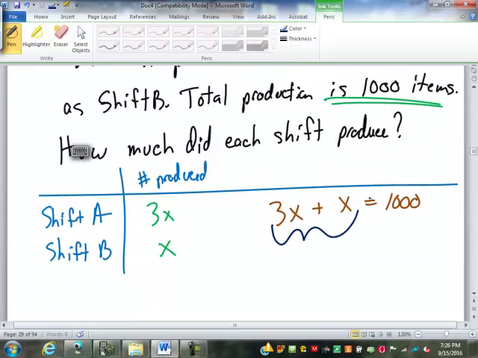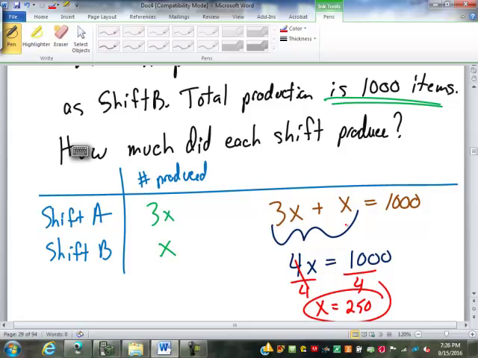Add 3X plus X is 4X. 4X equals 1,000. Then what? Divide by 4. X equals 250. Then what? Okay, 250 represents shift B. I need to take 1,000 minus 250, or I can do 3 times 250 to get that shift A is 750. Not so bad.